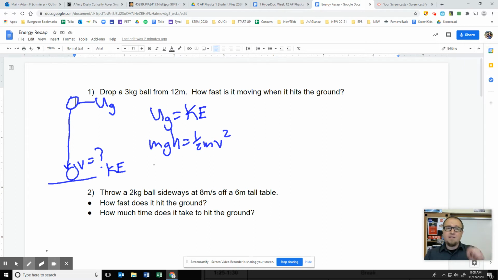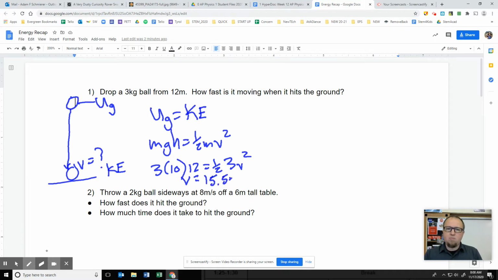Now, I could cancel out the m's, but they give me an m, so I can totally plug it in. G is 10, the height is 12, 1/2 mass v squared. I'm going to show numbers in all of this so you can make sure you're doing it right too. So 3 times 10 times 12 divided by 1/2, square root. I get 15.5.